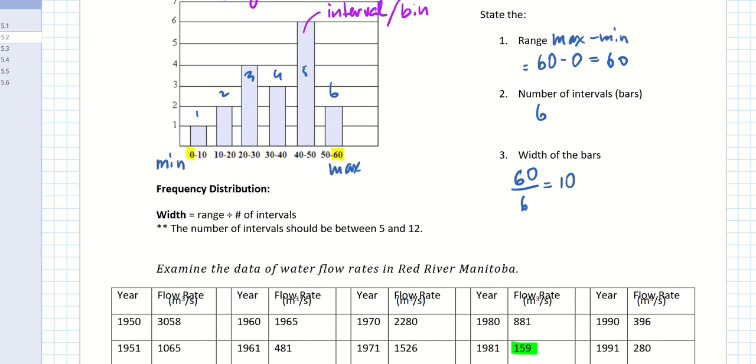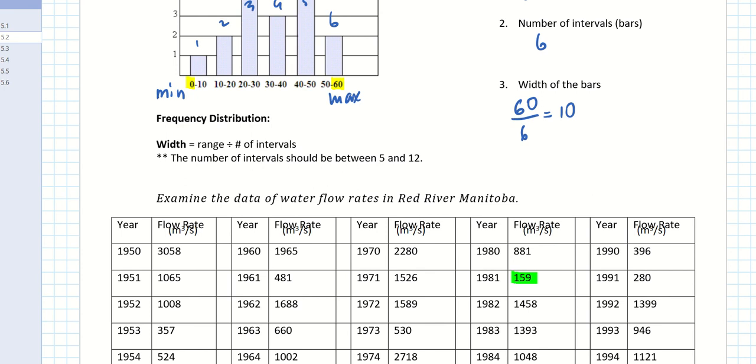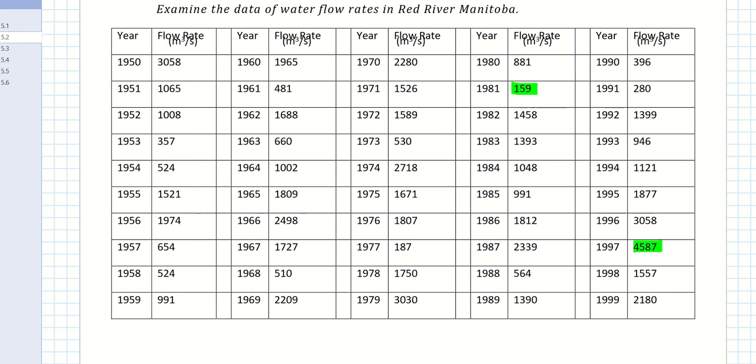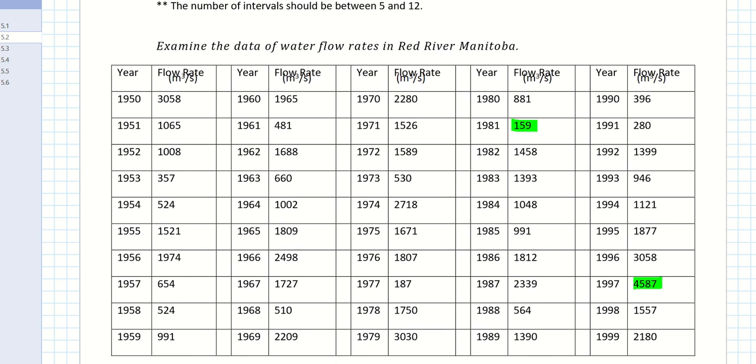So here's an example that we have, which examines the water flow rates in Red River, Manitoba. As you notice here, it goes for the years from 1950 all the way to 1999. And then the second column shows the flow rate in cubic meters per second. Sorry, the units kind of shifted on me here. But anyway, we have all these records from the last 50 years on Red River, Manitoba here.